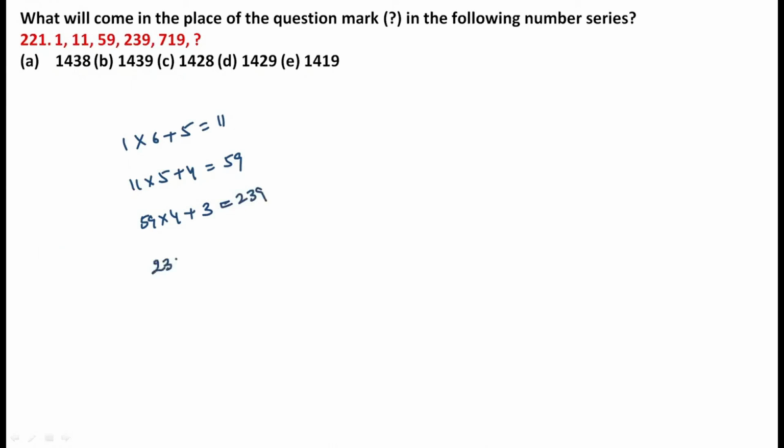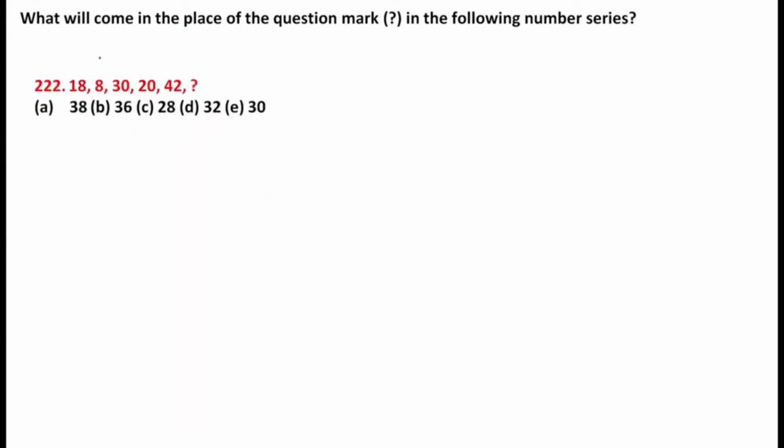So the next number, 239, is multiplied by 3, and you should add 2. Now you can get 719. Check it out. 9 3s are 27, so the units place is 7. 7 plus 2 is equal to 9. The final answer: 719 into 2 plus 1. Now the answer is 1430.